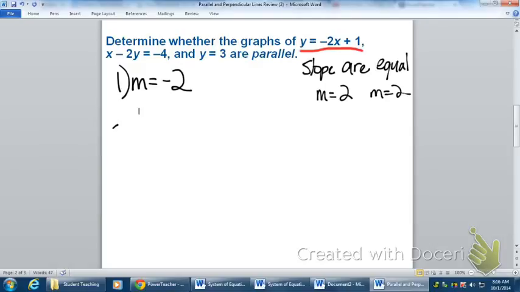Okay, for our second equation, what's the slope? Well, what form is that in? That's in standard form right now. Okay? We need to change it to slope-intercept form so we can tell what the slope is. All right, so go ahead and rewrite it. And we're going to get it in slope-intercept form, so we can tell what the slope is.